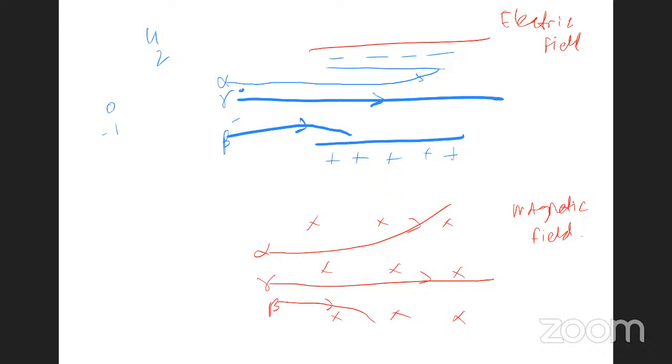All right, so that's the way the alpha, beta, and gamma behave. Let's take a look at something else. Right, next thing, half-life.